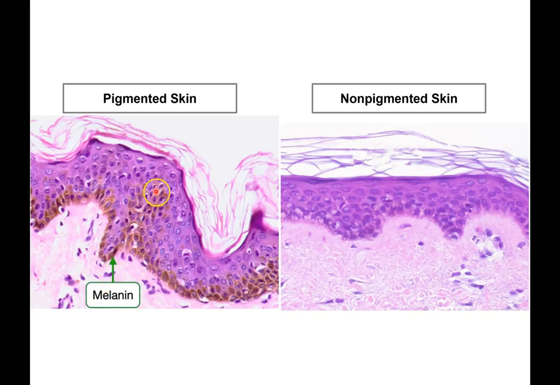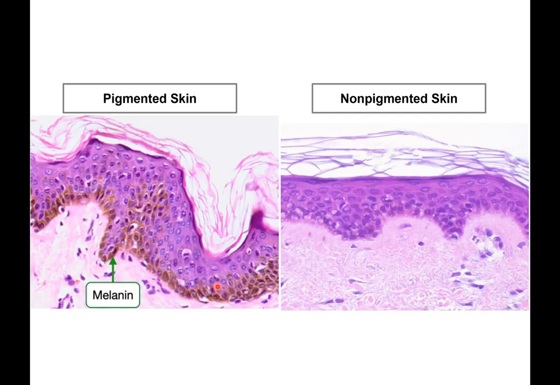Now, in the photomicrograph on the left, we have pigmented skin, which is characterized by the presence of melanin in its stratum basale. Essentially, the more melanin present in the stratum basale, the more pigmented or darker in coloration the skin appears.